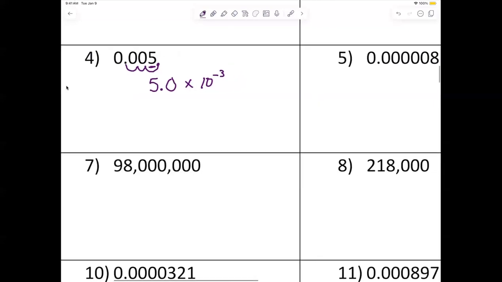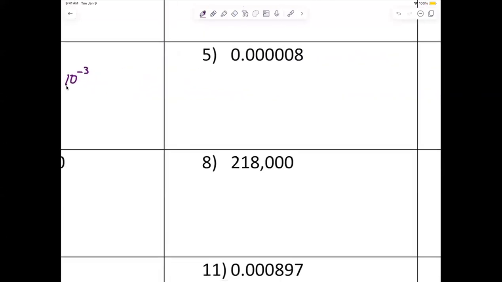Everybody take a quick look at number 5. Put what you think the answer is. 8 times 10. Now, how many places? It's kind of annoying to count the decimals because there's no comma. 1, 2, 3, 4, 5, 6. That's how easy. 8 times 10 to the -6. Anybody have any issues with that?